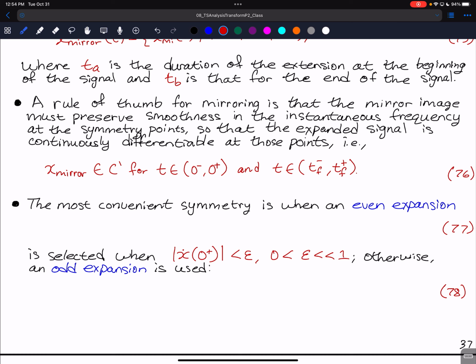So generally the most convenient type of symmetry is to use an even expansion whenever the velocity at a symmetry point is equal to 0, effectively, so you'll have some maximum displacement value. In that case, you will do this even expansion, which we'll see on the next page. Otherwise, we're going to do an odd expansion.